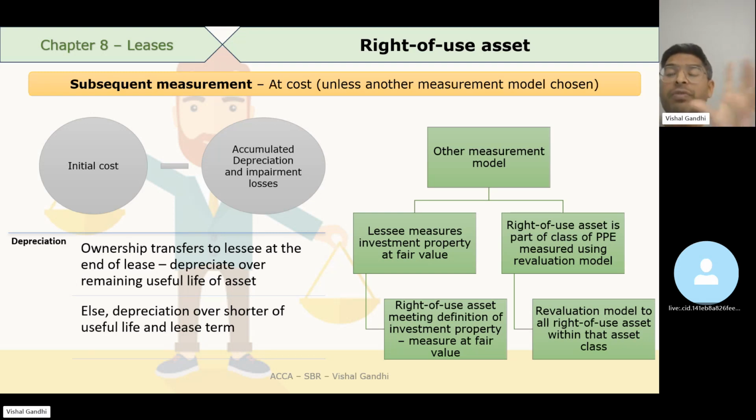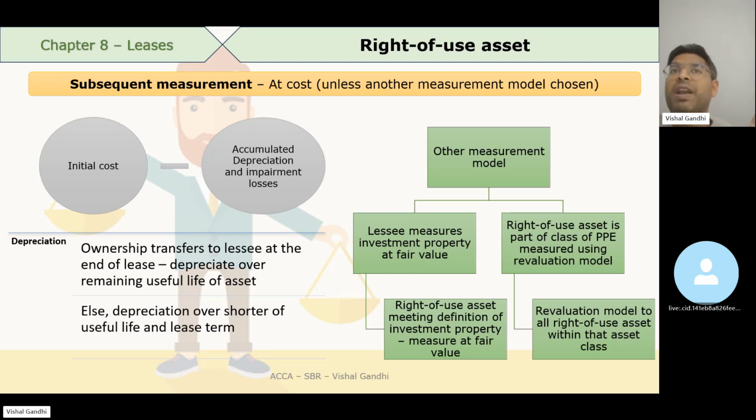So whichever class this right of use asset belongs to, say building, and if the lessee is using the revaluation model for revaluing the buildings at the end of every year, all the buildings are being revalued, and the right of use asset is also a building, then that falls in that class, right? So the right of use asset is part of a class of PPE measured using the revaluation model.